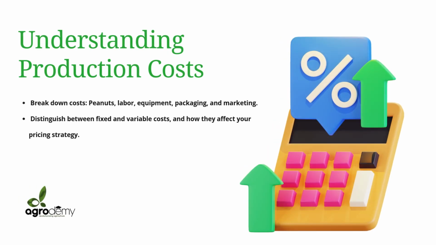Now, something you have to note is that you have to understand your production cost. You have to break down your costs into the peanuts cost. How much is it costing me to get my raw materials? How much is it costing me to get my labor, my equipment, my packaging, my marketing? And you're going to have to be able to distinguish between fixed costs and variable costs.